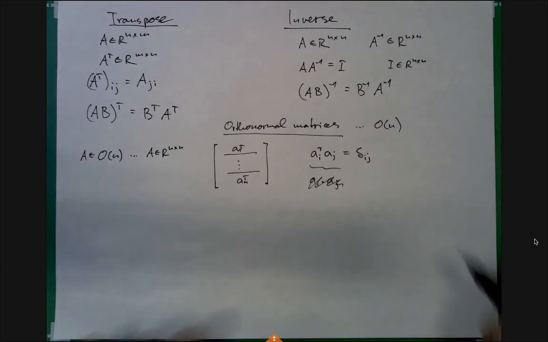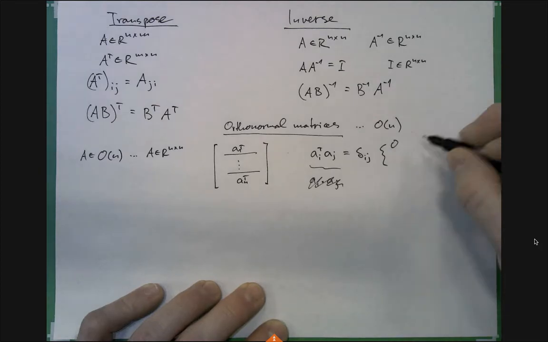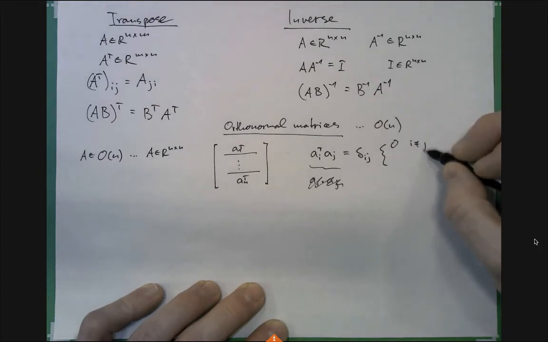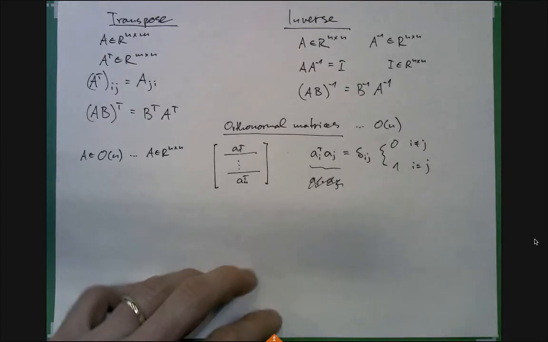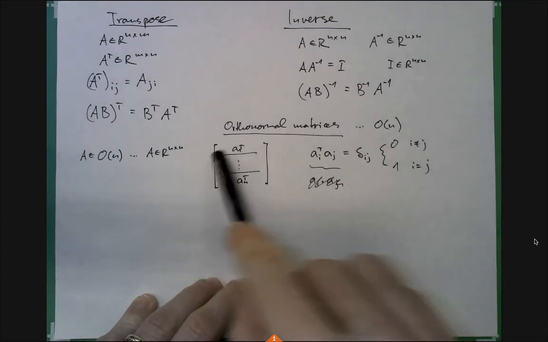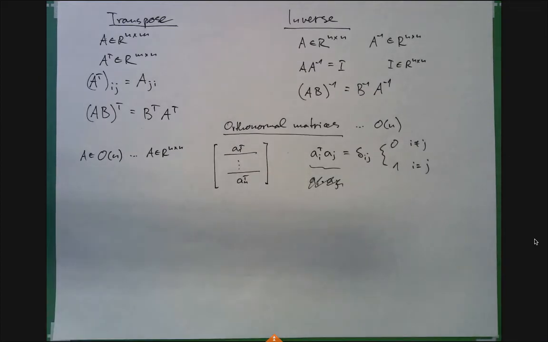And this delta IJ is the Kronecker delta. It basically means that it's 0 if I is different from J, and it's 1 if I equals J. In other words, if I dot a row vector with itself, I get 1. If I dot two different rows, I get 0. I'm just reminding you of the definition of an orthonormal matrix, something you absolutely must remember.